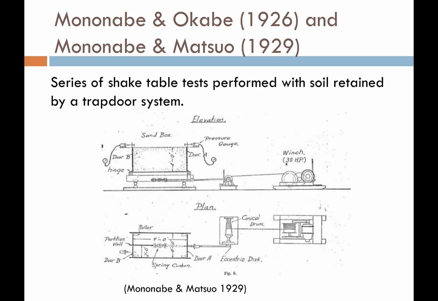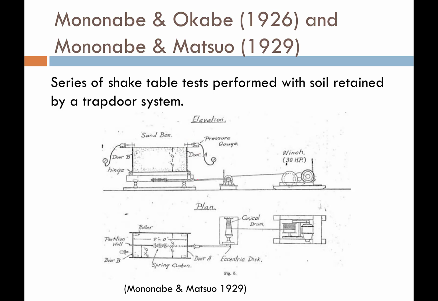Now what Mononobe did with his students was he developed a very ingenious shake table. Now bear in mind, again, this is the 1920s. This is a sketch from their paper showing how their shake table worked. So here's the cross section. The shake table is held up by two sides of a box that have hinges. And so the sides can actually move, and they have some pressure gauges on the top. So they can measure the pressure that the soil is imparting on those walls.